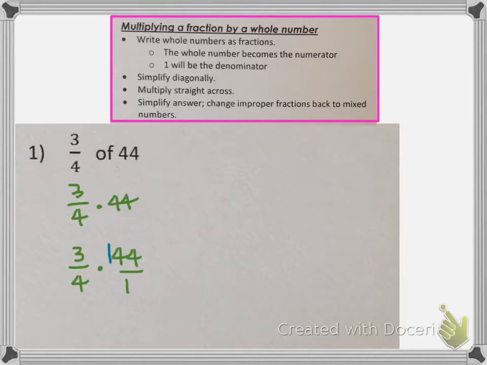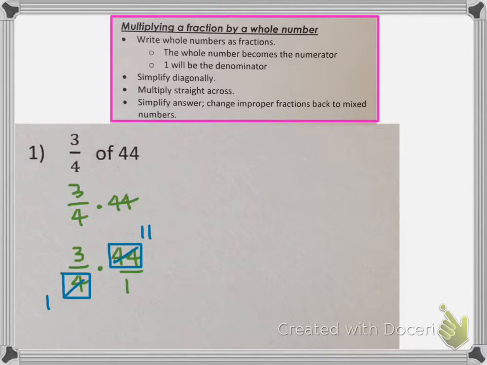So I'm going to look at 44 and 4, and I'm going to ask myself, is there any number that can go evenly into both 44 and 4? If there is, what is it? So I know that 4 can go evenly into both 4 and 44. 44 divided by 4 is 11, and 4 divided by 4 is 1. So I have simplified that diagonal pair.